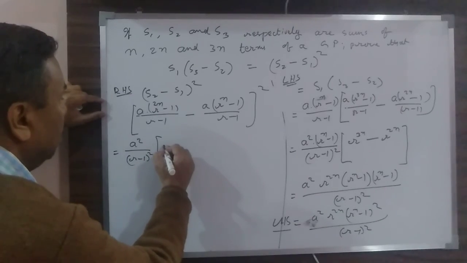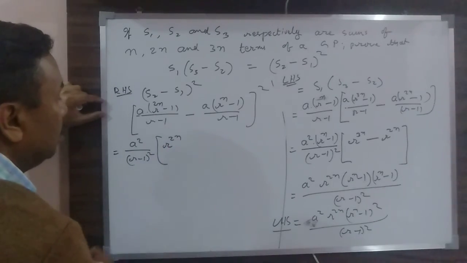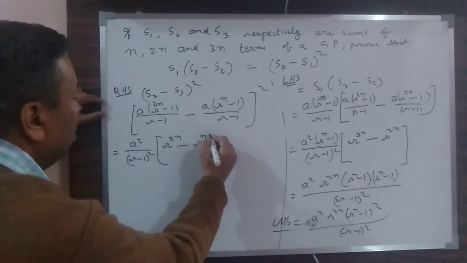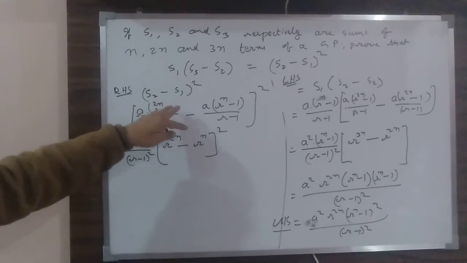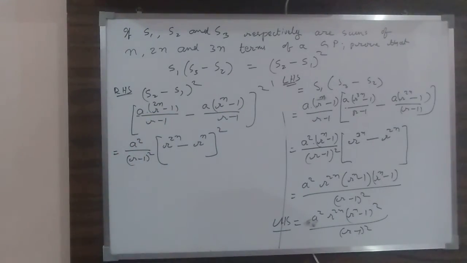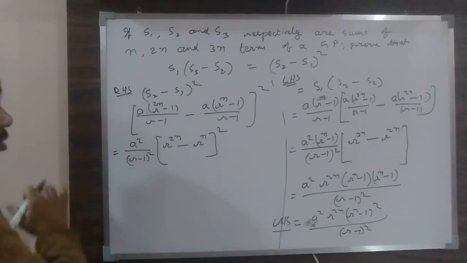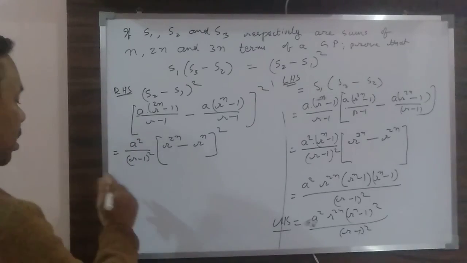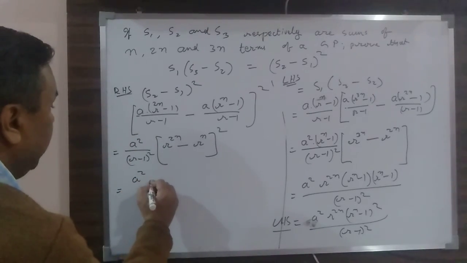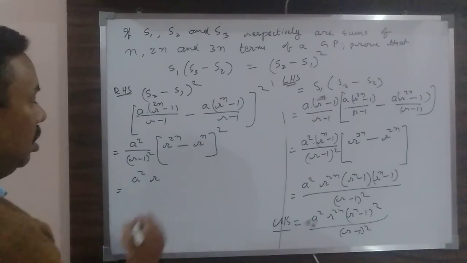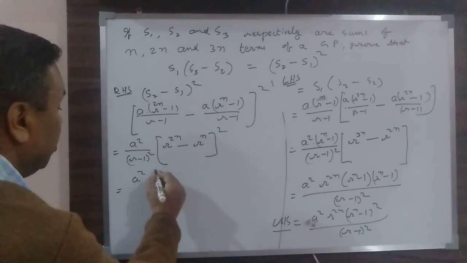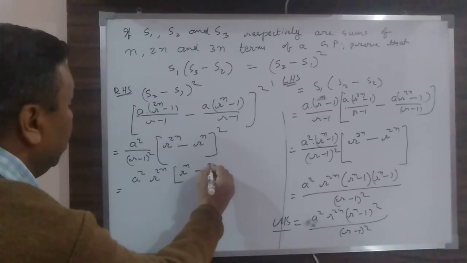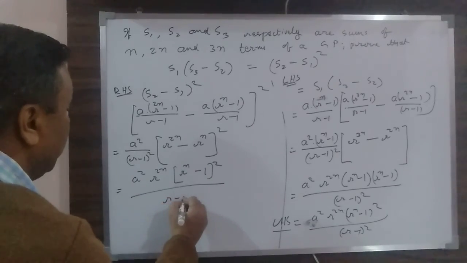Inside the bracket, what you get is r raised to the power 2n minus r raised to the power n, and that is squared because minus 1 and minus 1 will be cancelled out. So again I will take out r raised to the power n. Since it is already squared, it will become r raised to the power 2n. So A square into r raised to the power 2n, and inside it will become r raised to the power n minus 1 square divided by r minus 1 square.